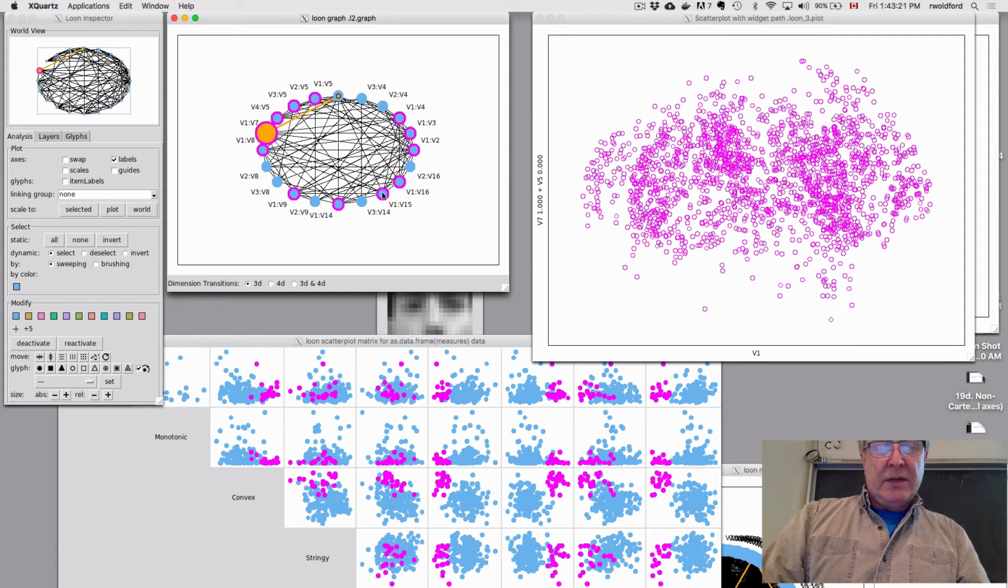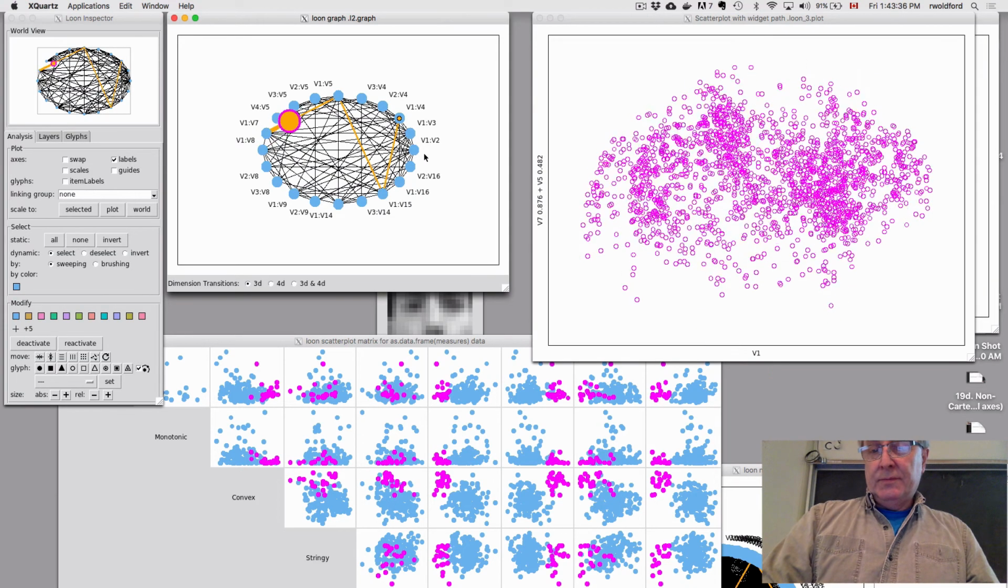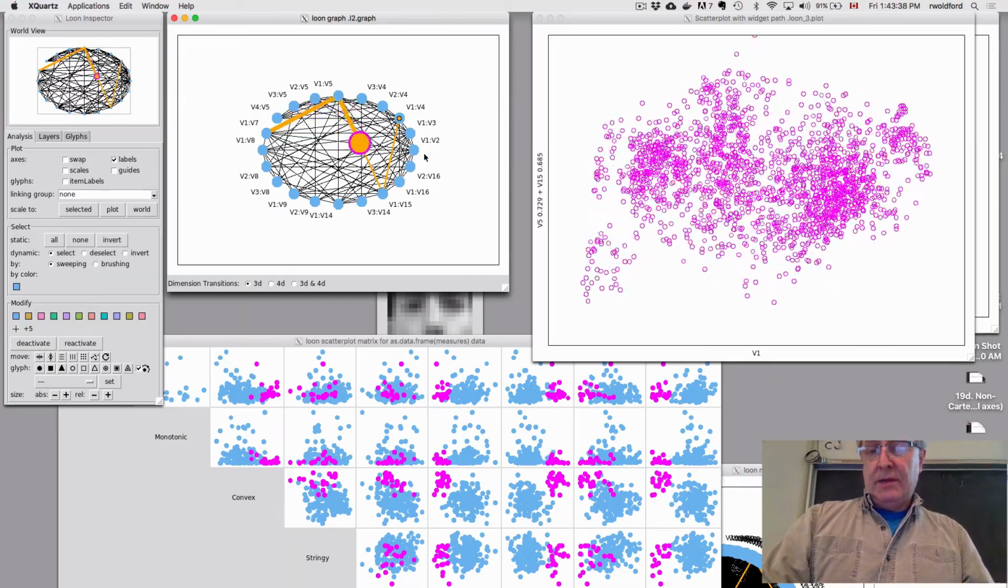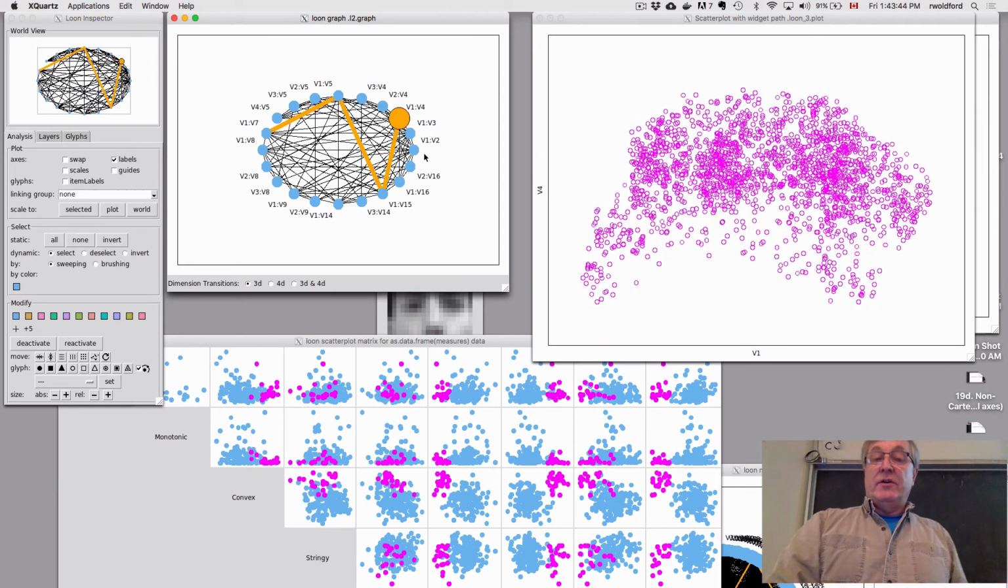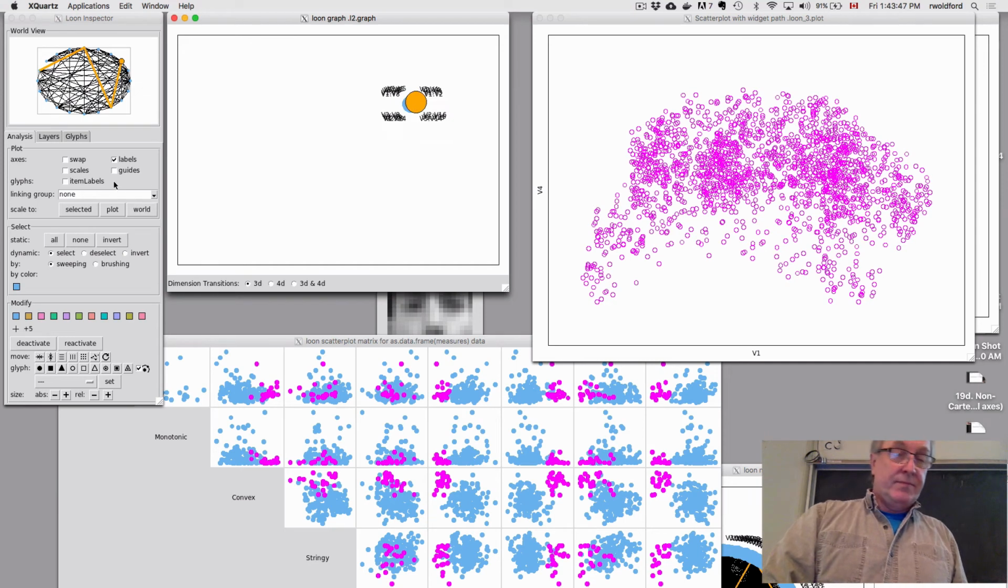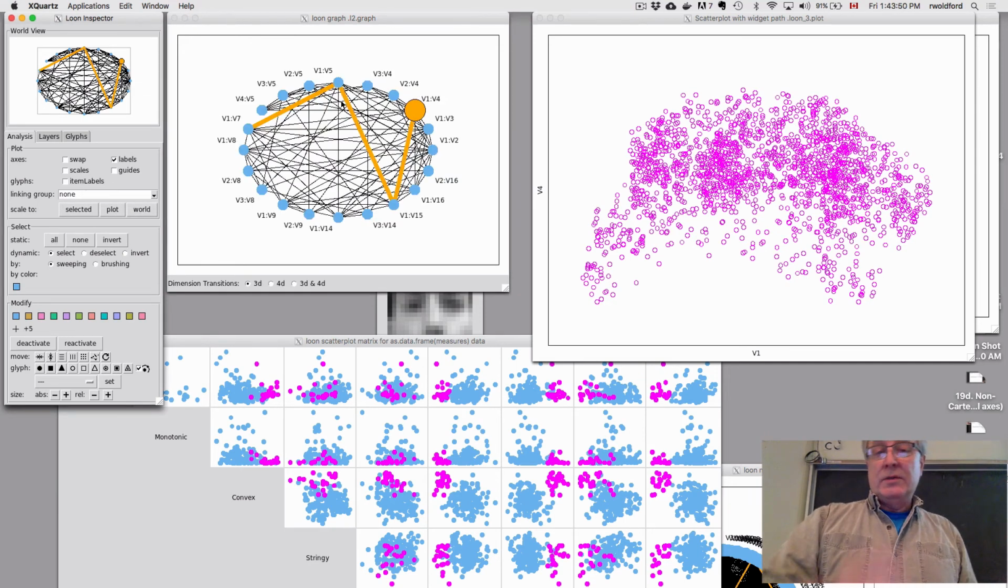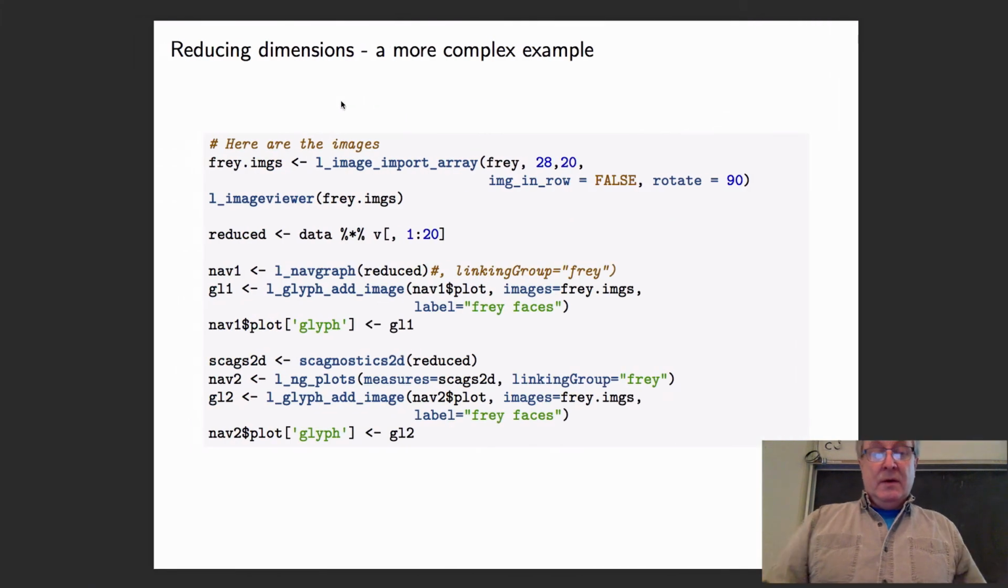So starting with V1, V7, V1, V5, V1 appears in a lot of places here, 15. So the first 4 are appearing pretty much anywhere here. So not so many outliers. Again, you see the densities here. And you might look at what are the characteristics that those faces have in common in those projections. Okay. So that was just doing this with scagnostic 2D on the reduced data set, the 20-dimensional data.